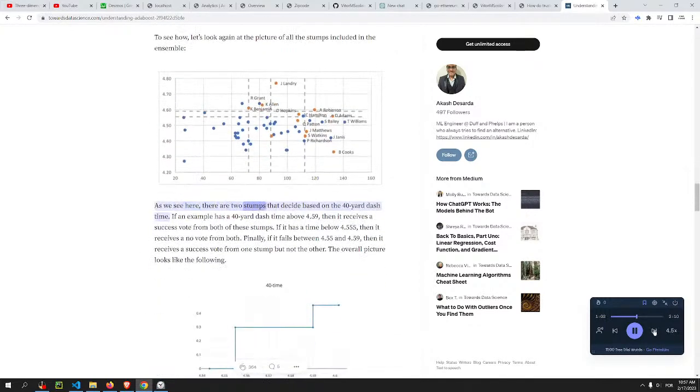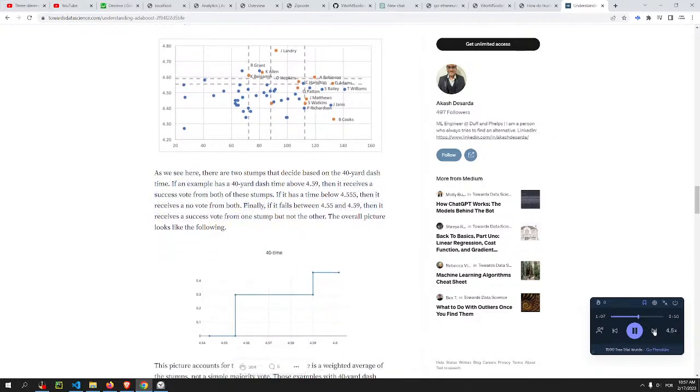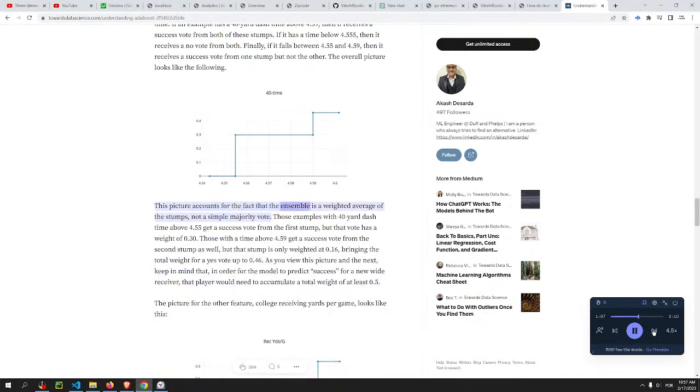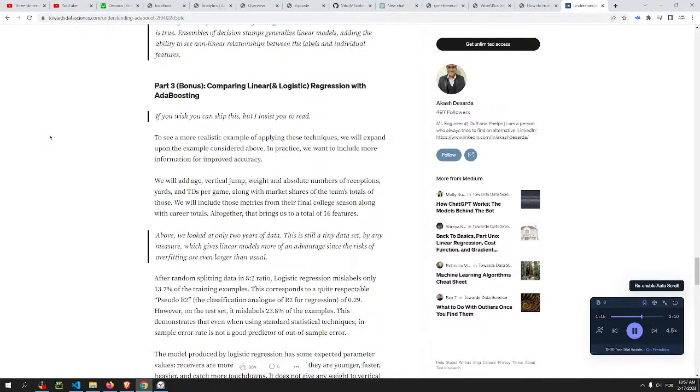As we see here, there are 2 stumps that decide based on the 40-yard dash time. If an example has a 40-yard dash time above 4.5, it gets one vote; if it has a time below, it gets another. Finally, the overall picture looks like this. The picture accounts for the fact that the ensemble is a weighted average of the stumps. There are 3 stumps that look at this feature. The first, with a weight of 0.10, votes.